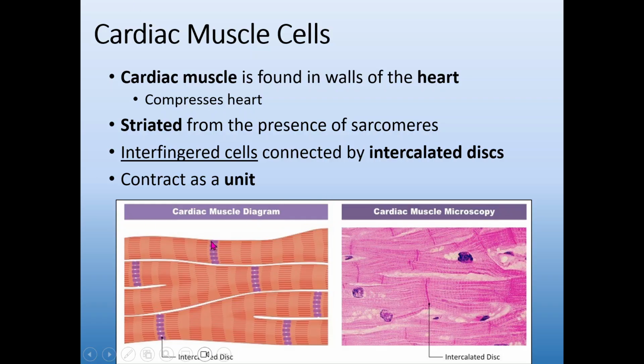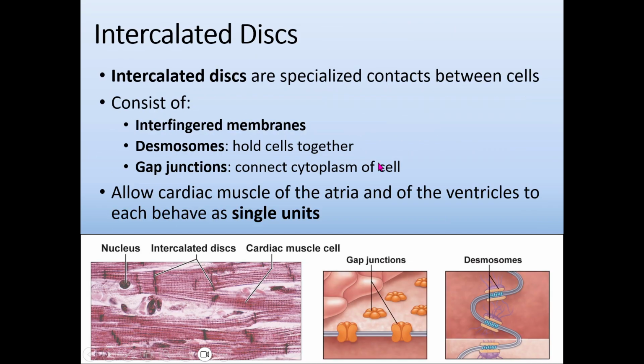You connect those interfingered cells with these little structures right here. These are called intercalated discs. They are often seen in tissue slides as little purple or pink lines. And that's going to be a point of communication between adjacent cells. Those discs consist of interfingered membranes. So the actual plasma membrane of those cardiac cells fit together like this. Lots of surface area for lots of communication.